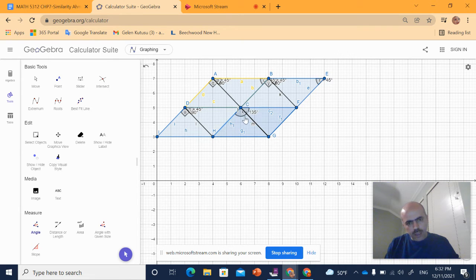Still, we can see that it is 135 degrees, the 90 and the 45. And here also we can see this one and this one. Sorry, this and this, it is 45 degrees, and this one and this one, it is 90 degrees. So they are congruent, like this angle.